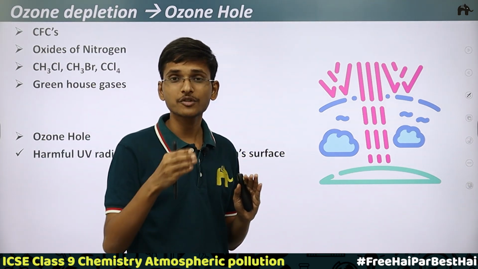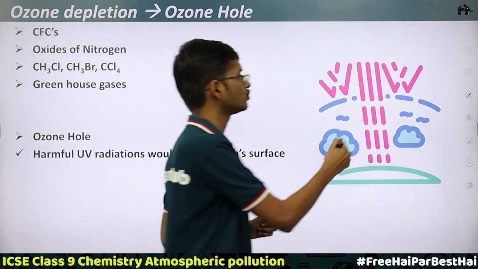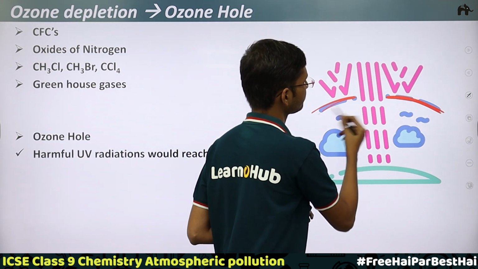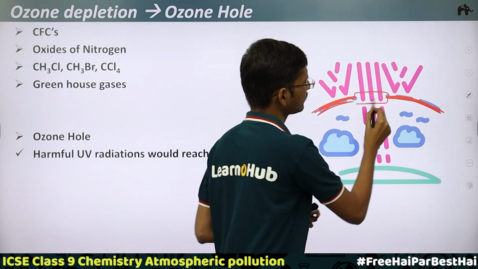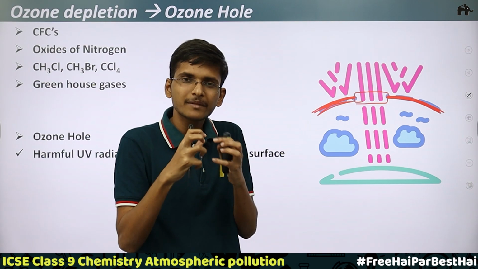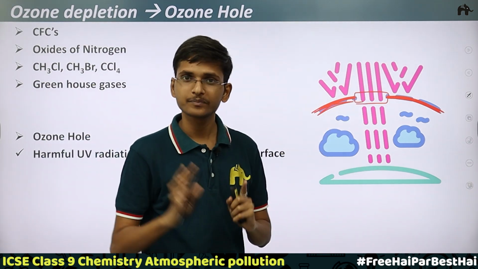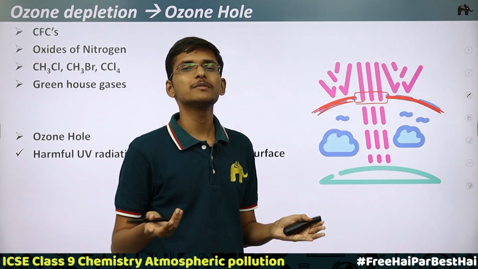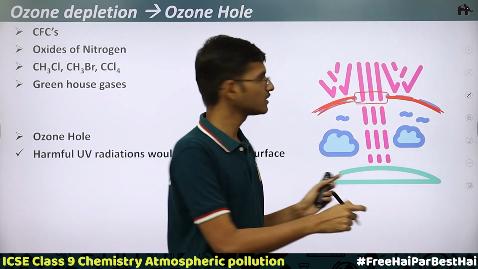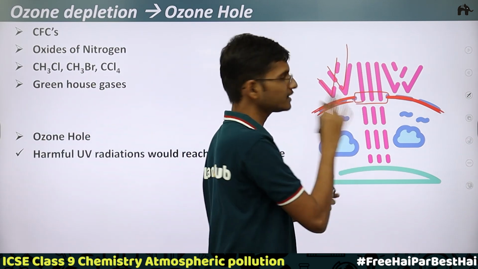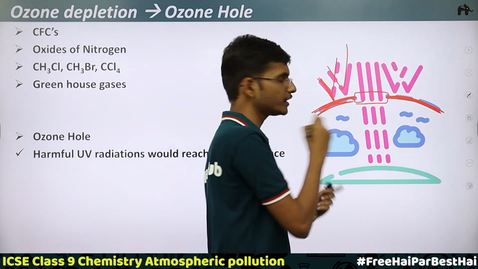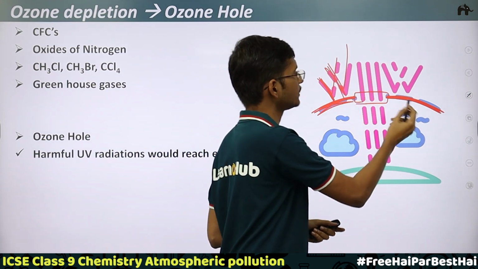Okay, and there would be formation of a hole, which is called the ozone hole. Now you can see here, the ozone layer is there, but in this area the ozone became less and less and less. It depleted and came to such a point that it resulted in a hole here, which means there is no ozone there. So no ozone means the UV rays are not getting blocked here.